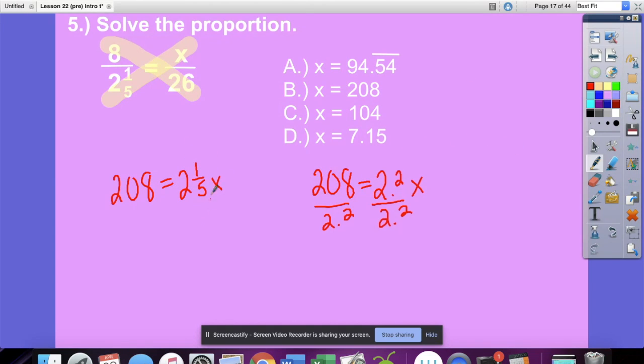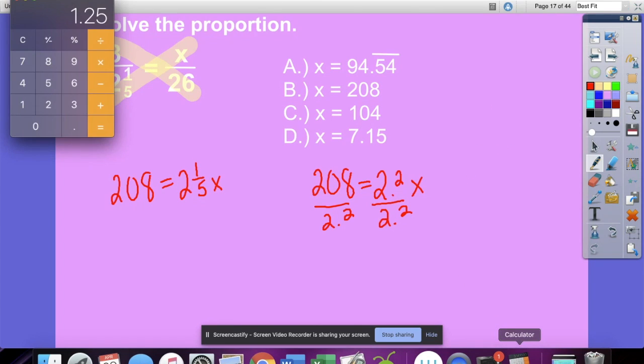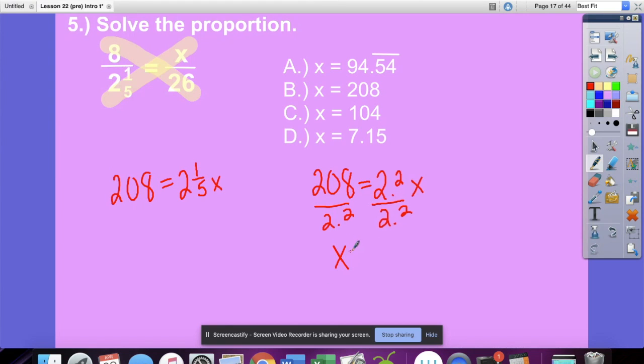Again, I can do this. I can write this as a decimal because it's a terminating decimal. If it was a repeating decimal, to get the precise answer, I probably would have to stick it out with a fraction and work through it with a fraction. Anyway, if I pull up the calculator here really quick, and we do 208 divided by 2 2/10, you can see that I'm going to get an answer of 94.54 repeating, and that was choice A.